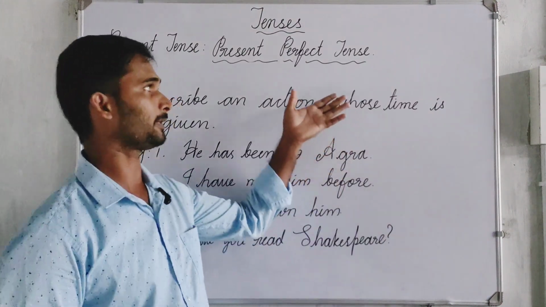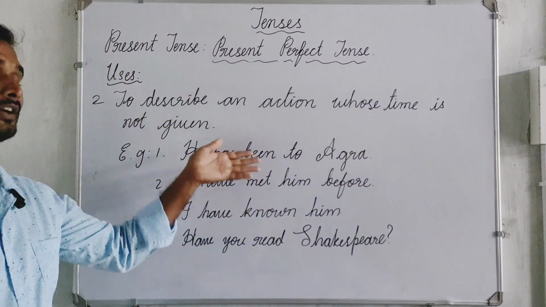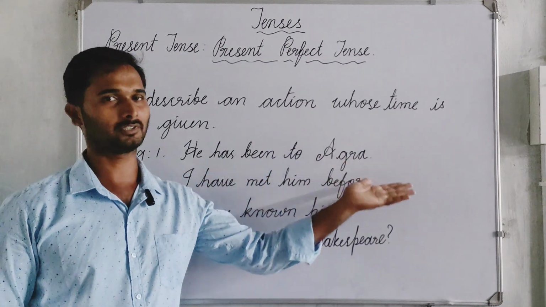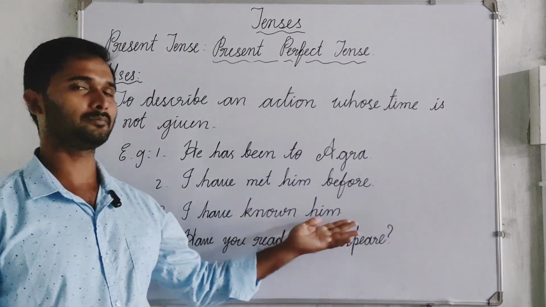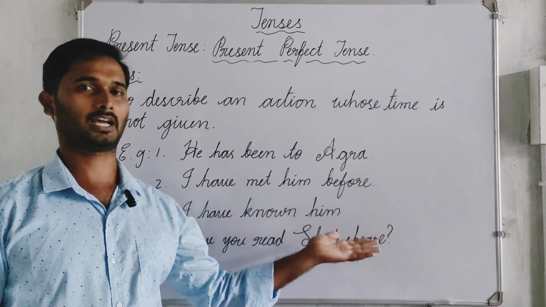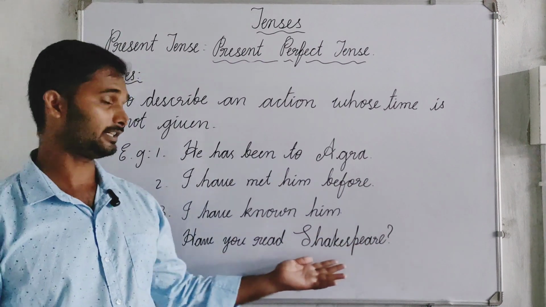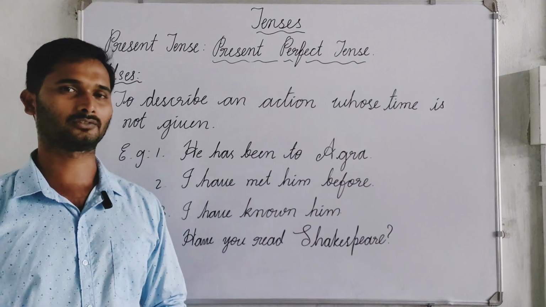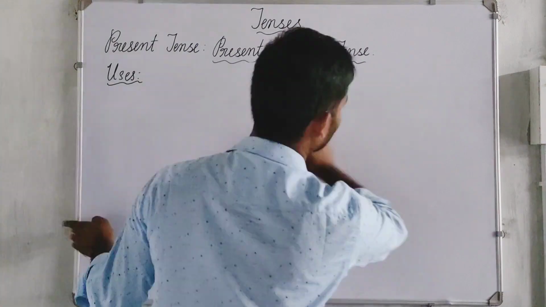Here is the second use of present perfect tense. It is used to describe an action whose time is not given. Here are some examples. He has been to Agra. The time is not given. I have met him before. The same. I have known him before. This sentence expresses that I have known him in a particular time in the past. It still continues. Have you read Shakespeare? In these four examples, the time is not given. We can use the present perfect tense to express these kind of actions.